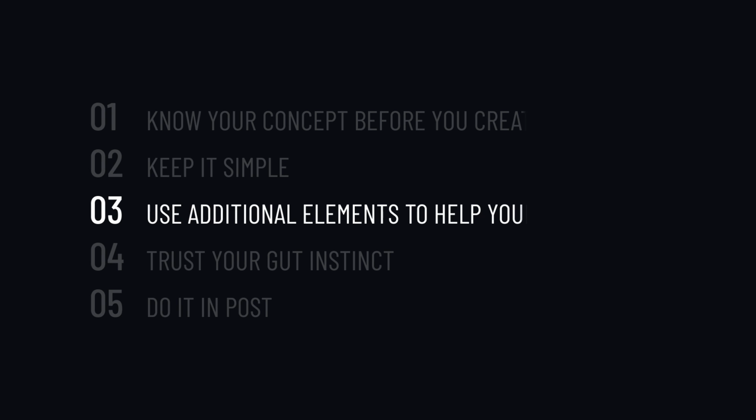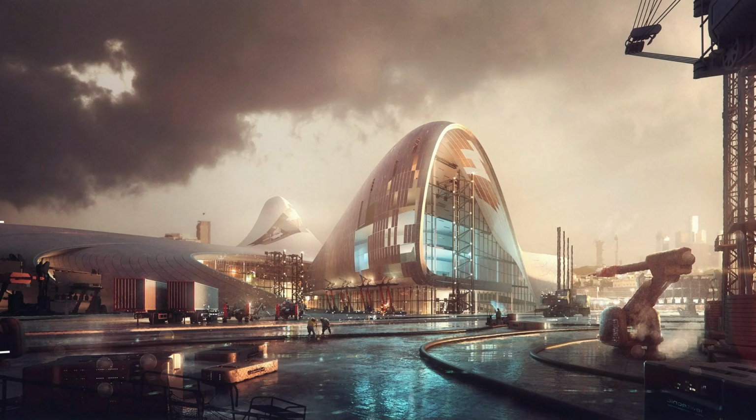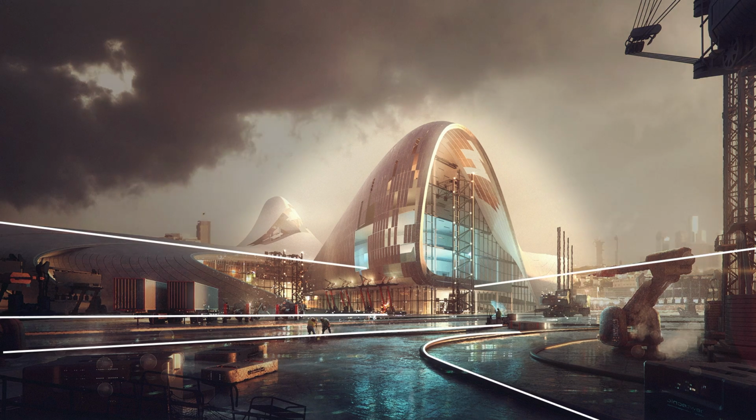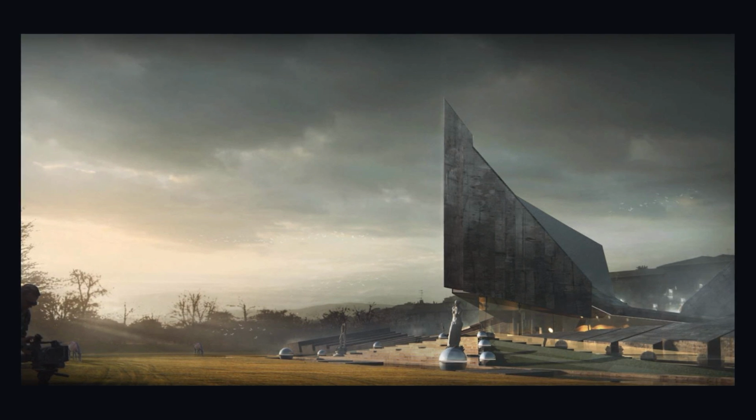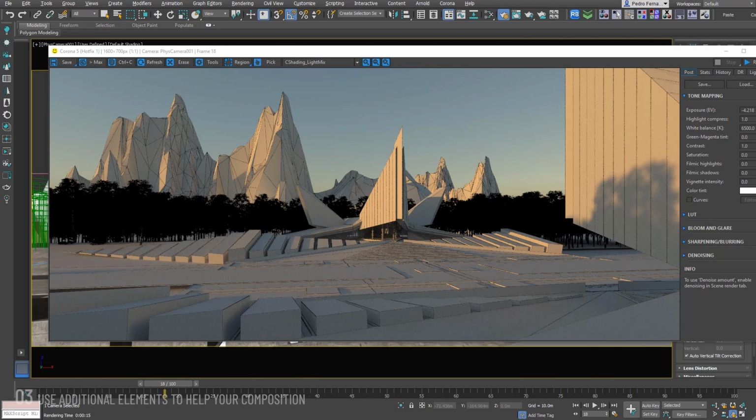Tip number 3, use additional elements to help your composition. Now, I think many of you have probably heard about creating directive lines, which your eye follows, negative spaces where your eye can rest and take a break, and all these various elements to help your composition. But there are a few very simple ones which you can use, which really help out in the process.